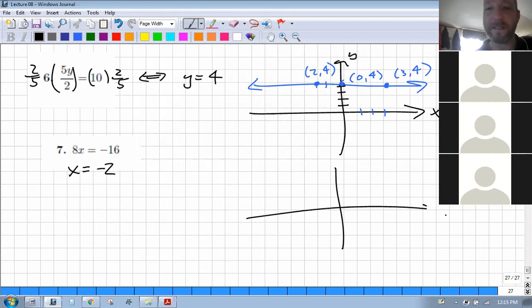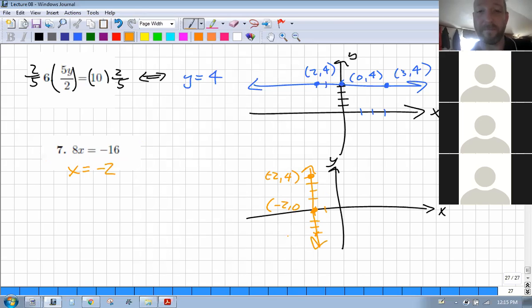So this is our x-axis and this is our y-axis. x equals -2, 1, 2. That line right there is the solution to this equation. That point is (-2, 0). We could have 2, 3, 4. This is (-2, 4). 1, 2, 3. This is (-2, 3). Notice every point on that line has an x coordinate of -2.